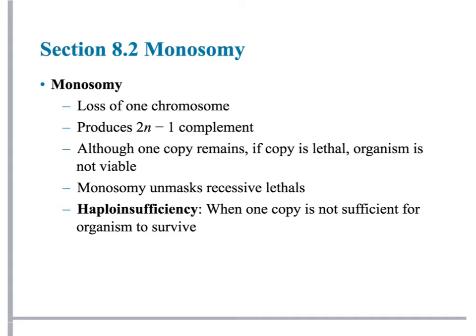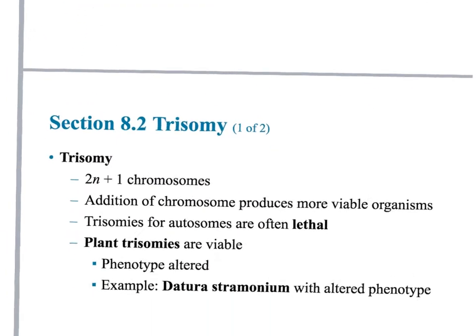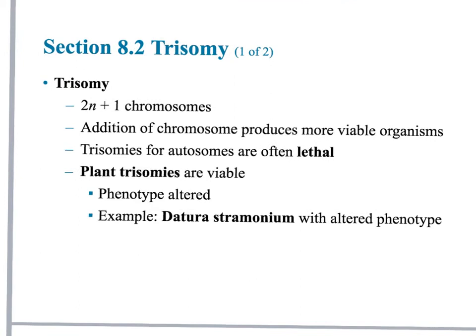So again, if genetic testing early on, like amniocentesis, reveals a monosomy, haploinsufficiency is the genetic term where one copy is not sufficient for the organism to survive. But the way that usually gets presented to the patient is that the fetus isn't viable or going full term won't be possible.